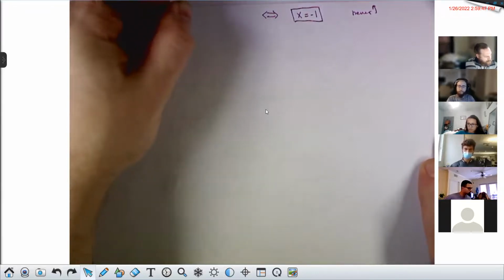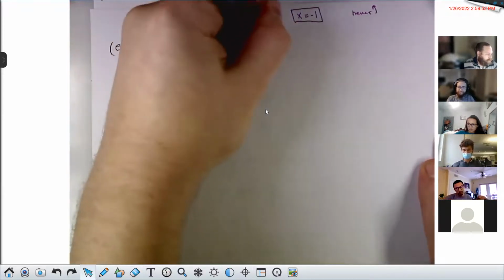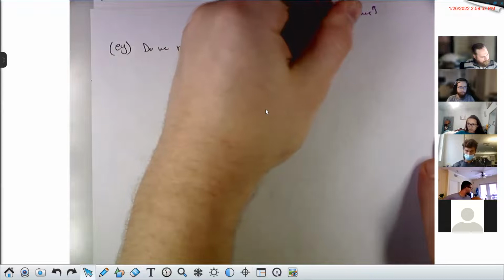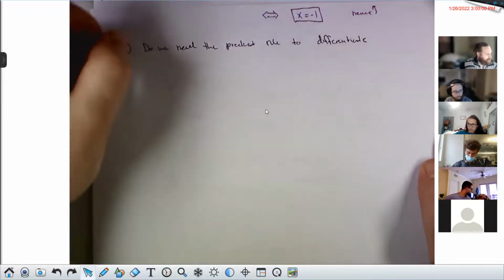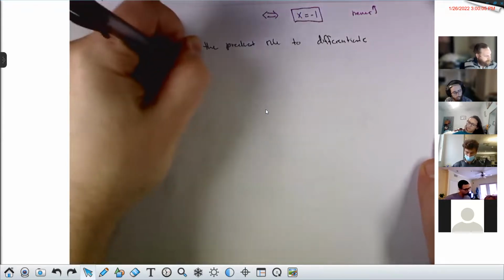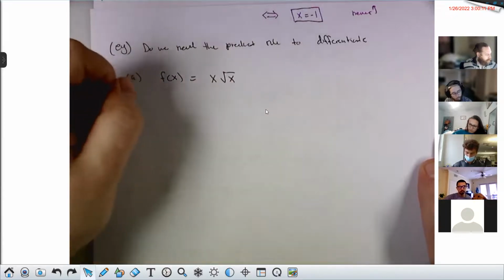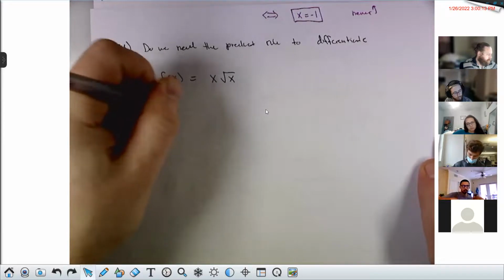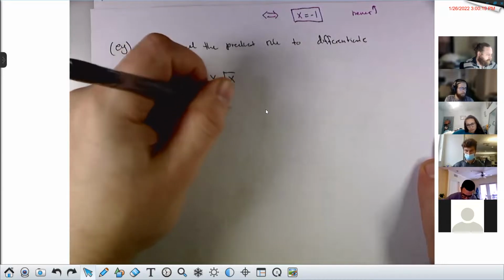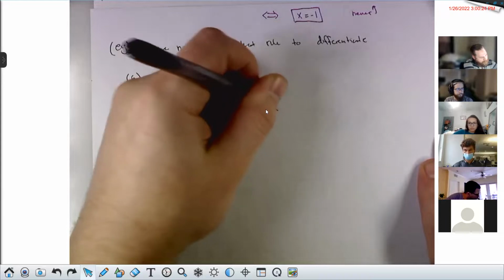Do we need the product rule to differentiate? Let's look at some examples. F of x equals x times the square root of x. G of x equals x plus x squared times 1 minus 2x.